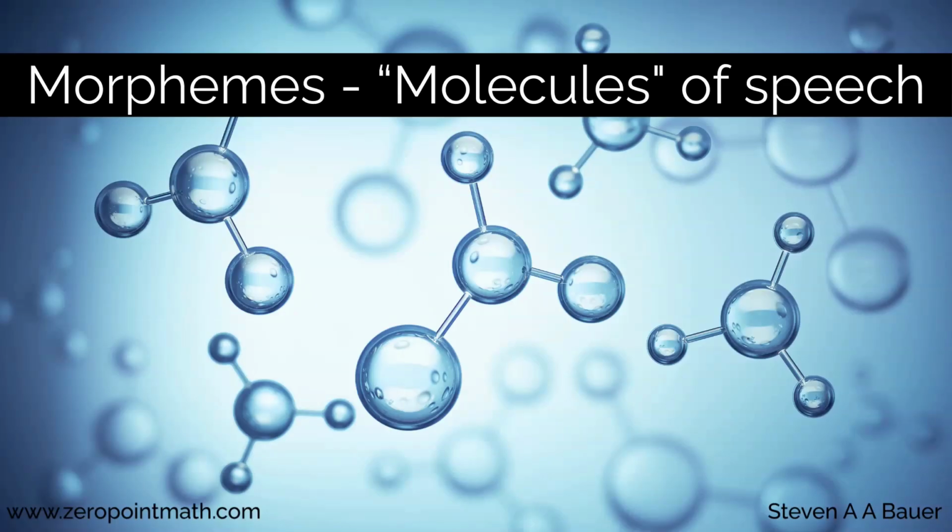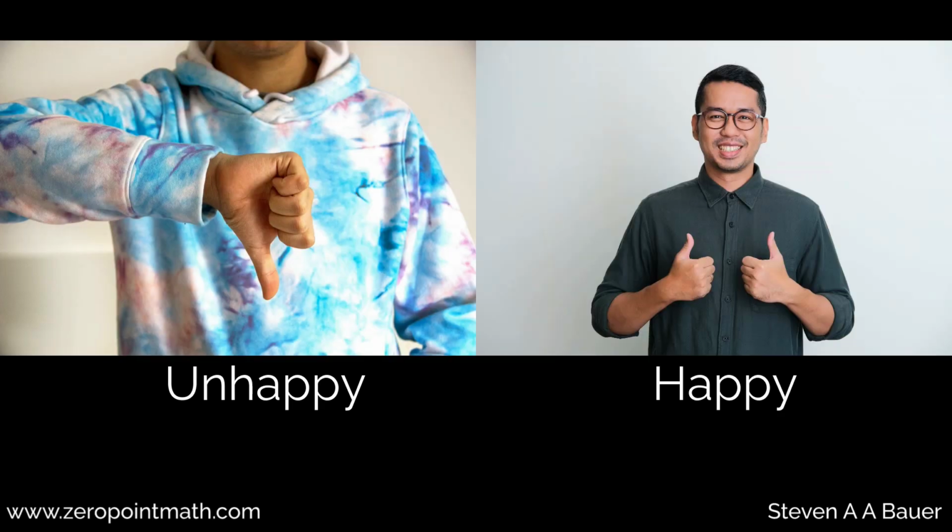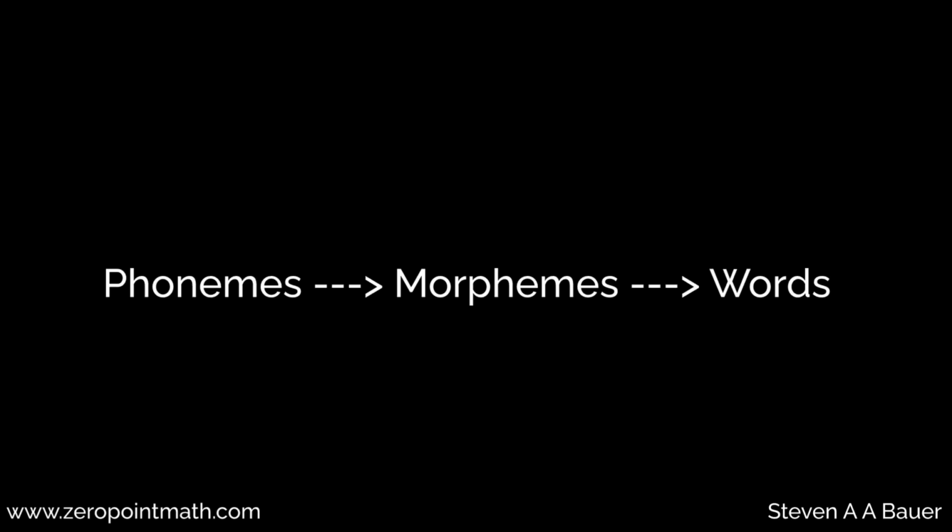Now let's zoom out a bit to morphemes. Morphemes are the smallest units of meaning in a language. If phonemes are like the atoms, morphemes are like molecules. They're built from phonemes, but carry an additional weight of meaning. Take the word unhappy. It's made of two morphemes, un, which means not, and happy, which we all know. Put them together, you've got a new idea. So phonemes make up morphemes, and morphemes make up words.